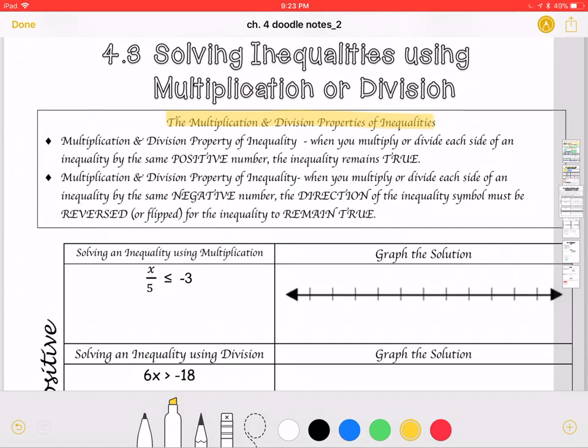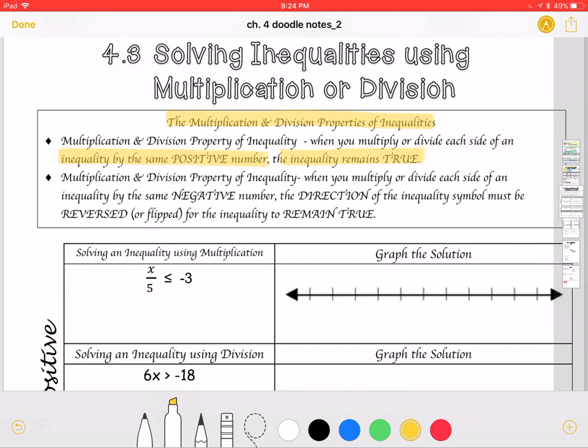I will say multiplying and dividing, there is kind of a twist here. And this is really, really important to understand. So the multiplication and division property of inequality. When you multiply or divide each side of an inequality by the same positive number, the inequality will remain true. So when it's a positive number, as long as you're doing it to both sides, it remains true.